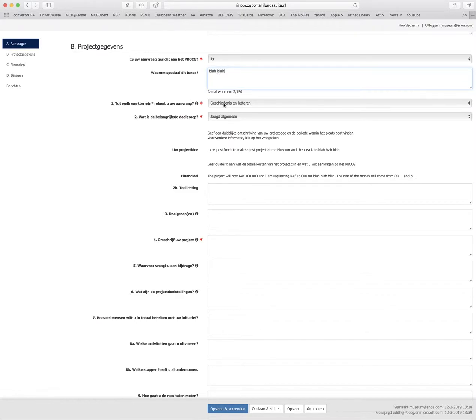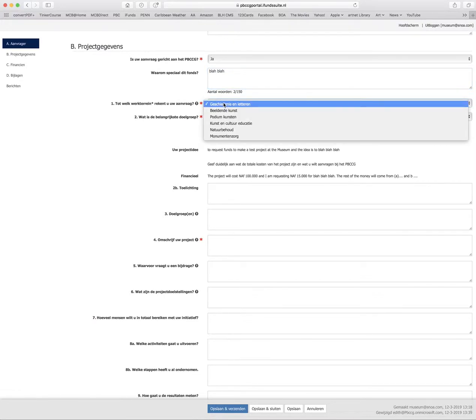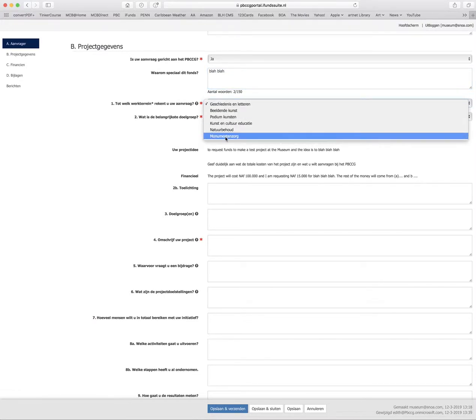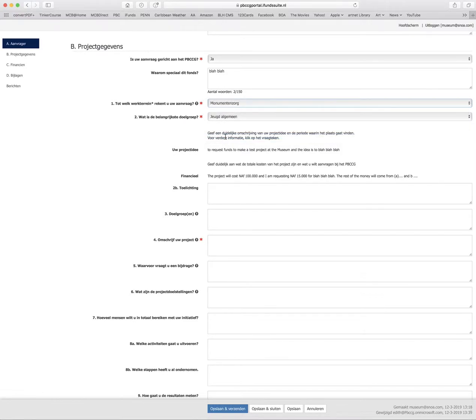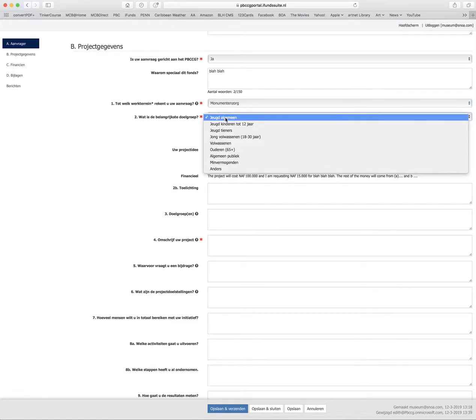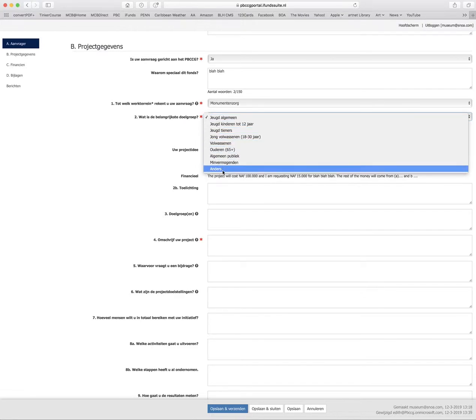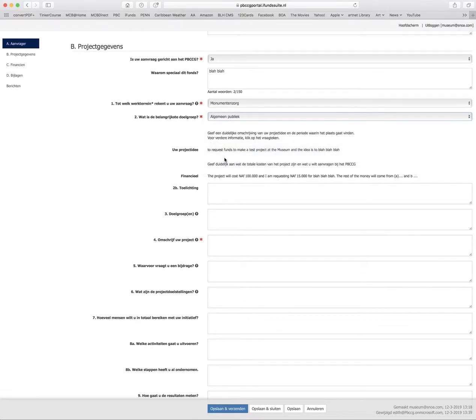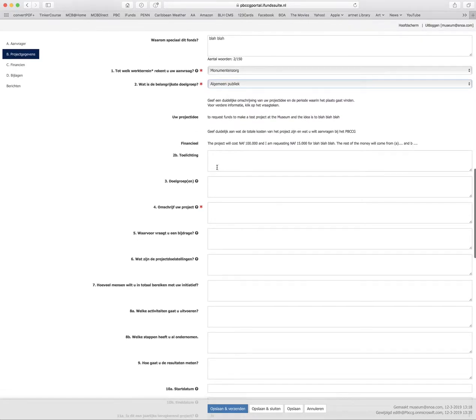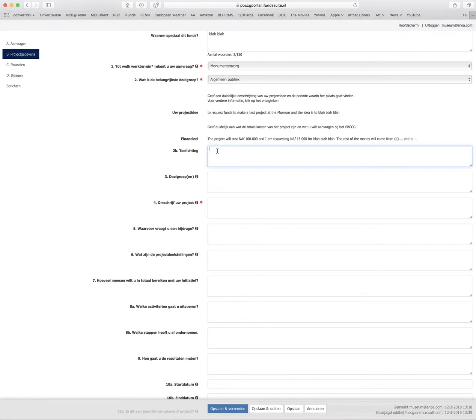What is the area of interest? In my case, let's say I'm doing something that has to do with monumentenzorg. So I'm going to say, okay, the werkterrein that I'm looking for is monumentenzorg. And they're going to ask you what your most important focus group is, and you fill in whatever you want. So let's just say algemeen publiek. And this is what I had filled in earlier, and now I'm going to be able to fill in all kinds of other information.